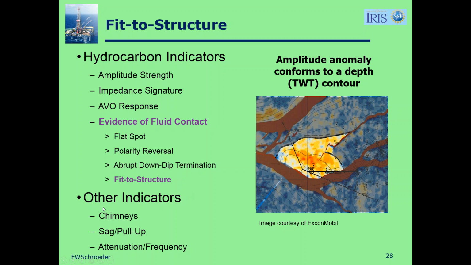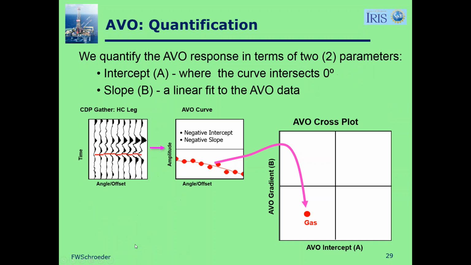There are some other indicators I don't have time to go into. There are things called seismic chimneys. We also look for sags or pull-ups of reflectors associated with velocity differences when we do and when we do not have hydrocarbon. And we can also see attenuation of higher frequencies as a suggestion that we may have a hydrocarbon effect going on. Let me talk a little bit more about AVO.